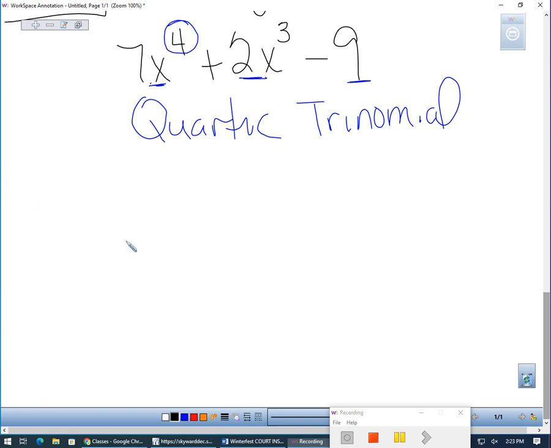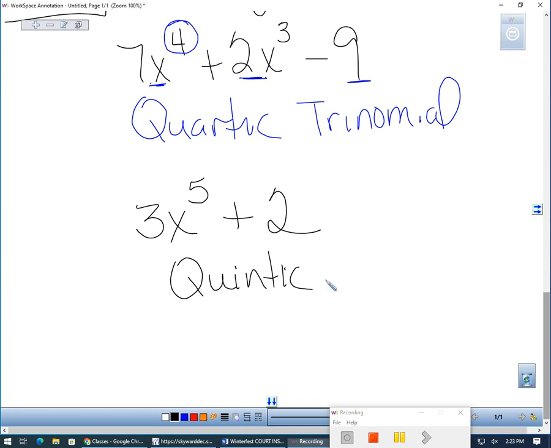All right, what if I had 3x to the 5th plus 2. So my highest exponent is 5, so it is a quintic binomial.